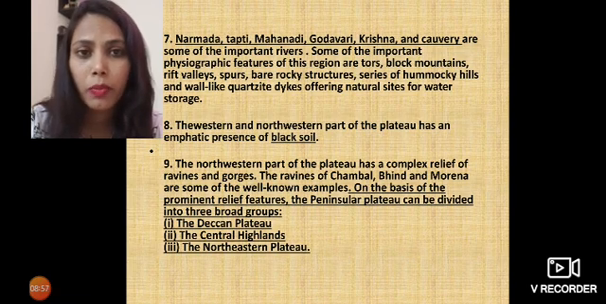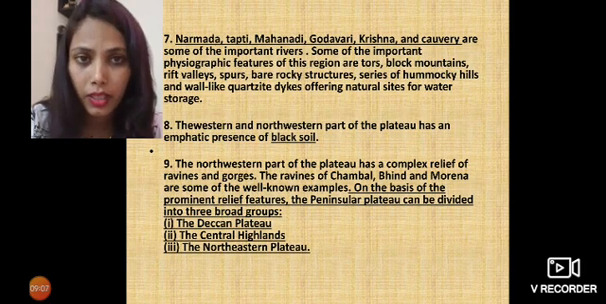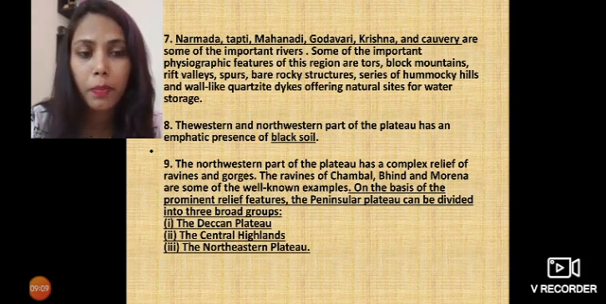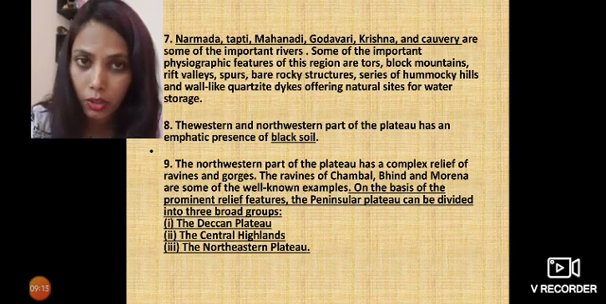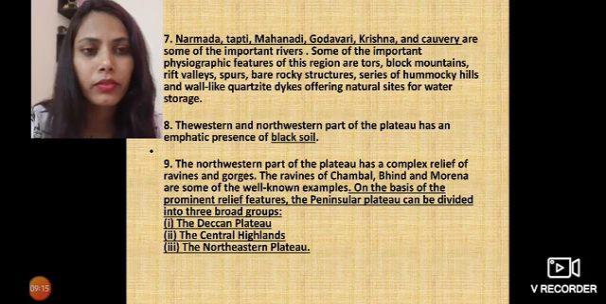The northwestern part of the plateau has a complex relief of ravines and gorges. Northwestern part of the plateau means the Rajasthan, MP, UP border. Where there is the Rajasthan, MP, UP border, the Chambal river is flowing. Because of the Chambal river, there are ravines. These are a peculiar, different landform there. So that is also part of the Peninsular Plateau.